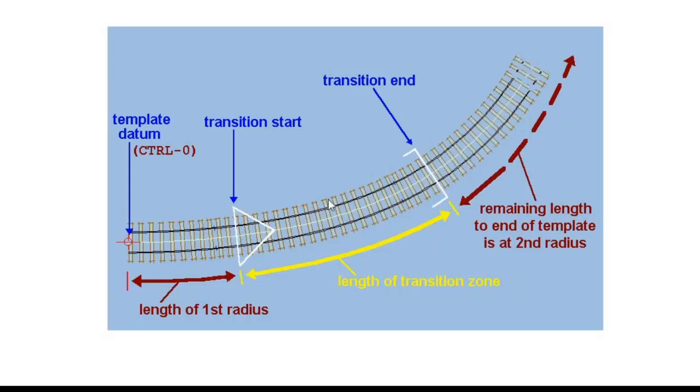So in short, transition curve is nothing but a curve which is introduced in between the straight path and the circular curve. So this is the length of the transition curve.